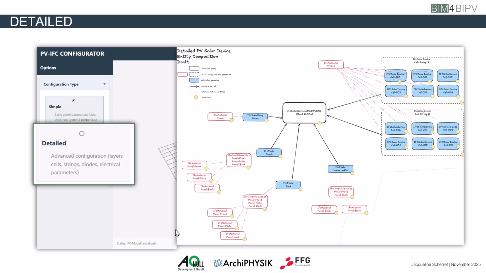This includes a frame, a front and a back plate, and most importantly, individual IfcSolarDevice entities for each cell, which are then grouped into cell strings. But just have a look at the configurator itself so you can see everything step by step.